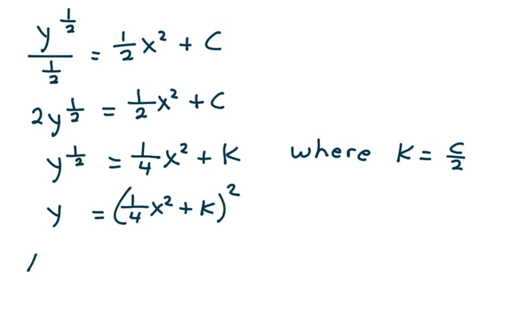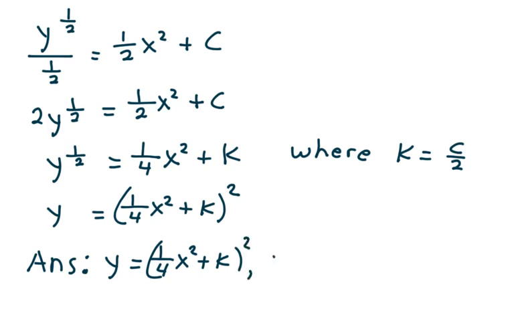And so the answer here will be y equals 1/4 x squared plus k, all squared, and then y equals 0. Because y equals 0, again, still works as a solution to this differential equation. And that's problem number 3. So let's go ahead and take a look at problem number 5.